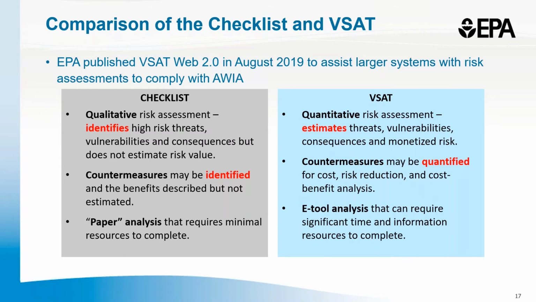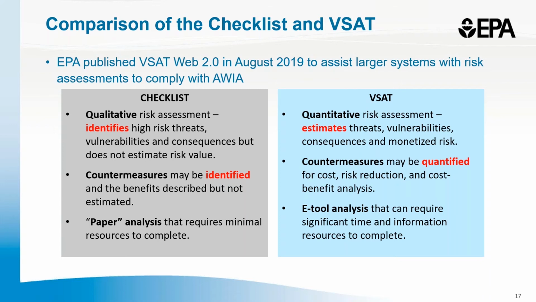So just as we wrap this up and talk about what the differences are, this is a qualitative risk assessment. It identifies high-risk threats and vulnerabilities. It also identifies countermeasures, and it's a paper analysis that requires minimal resources to report.